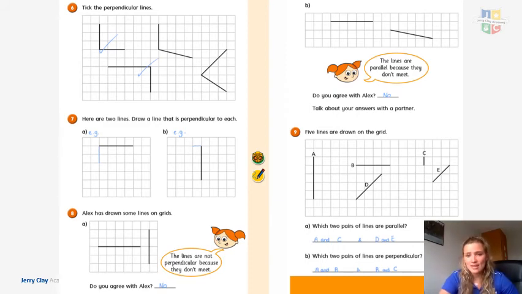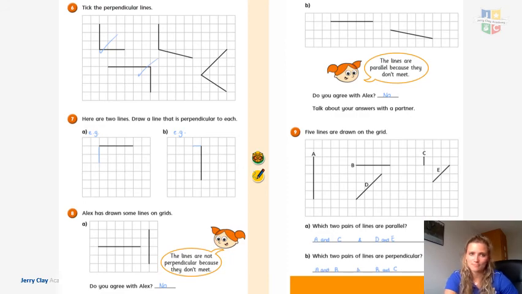And for 9, 5 lines are drawn on a grid. Which 2 pairs out of the lines are parallel? So you would say D and E, or A and C, because they both run in the same direction. So if you continue the lines, they would never meet. And then which lines are perpendicular? You could have had A and B, or B and C, to show that it would make a right angle if they matched.